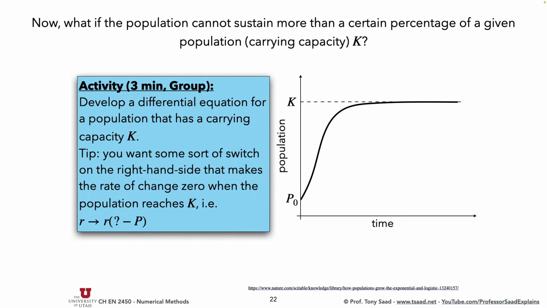If it's 0, it's going to stay flat. If it's positive, it's going to go up. If it's negative, it's going to go down. In this case, we want to switch on the right-hand side so that when P equals K, the entire right-hand side becomes 0. So what is that right-hand side?